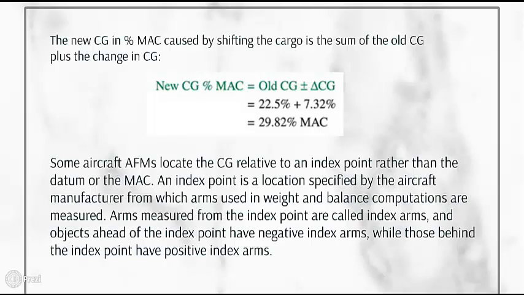Some aircraft AFMs locate the CG relative to an index point rather than the datum or the MAC. An index point is a location specified by the aircraft manufacturer from which arms used in weight and balance computations are measured. Arms measured from the index point are called index arms, and objects ahead of the index point have negative index arms, while those behind the index point have positive index arms.